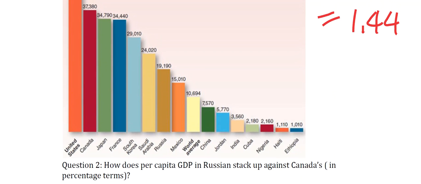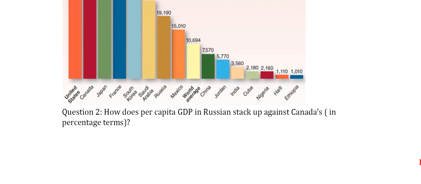So first, if you look at Russia's GDP per capita, you will find it's $19,190 US dollars. But for Canada, it's $37,380 US dollars. So to find this ratio, you can see how Russia stacks up against Canada.